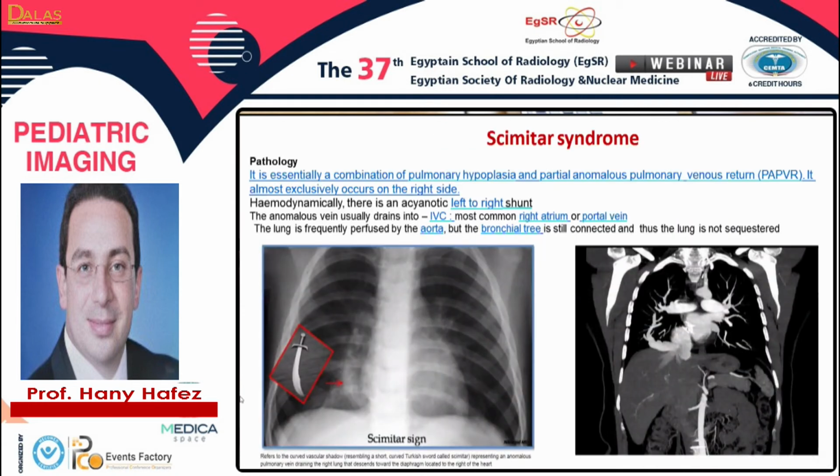Scimitar syndrome is a combination of pulmonary hypoplasia and partial anomalous pulmonary venous return. The patient is cyanotic due to left to right shunt. The anomalous vein usually drains into the IVC, most commonly the right atrium or portal vein. The lung is frequently perfused by the aorta, but the bronchial tree is still connected. That is the high density of the abnormal vein, like a scimitar. And here is angiography.